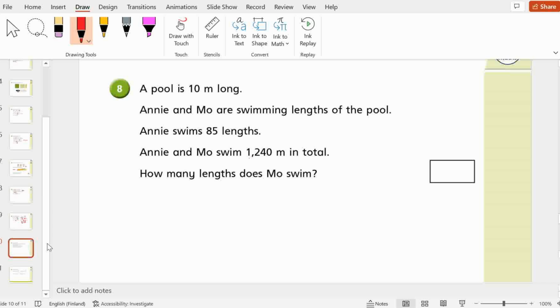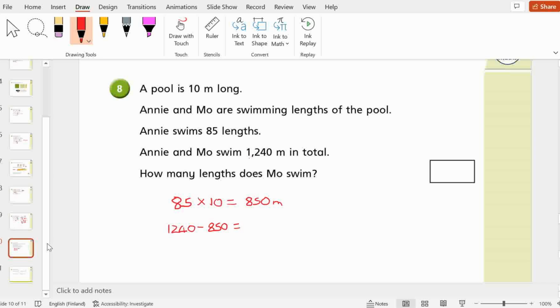Okay, so first of all, let's work out how many meters Annie swims. So we need to do 85, and one length is 10 meters, so we need to times it by 10. So how many lengths does she swim? Good, 850 meters. And together they swam this length, 1,240. So in order to work it out, this is more a subtraction one, but you have to do 1,240, take away 850.